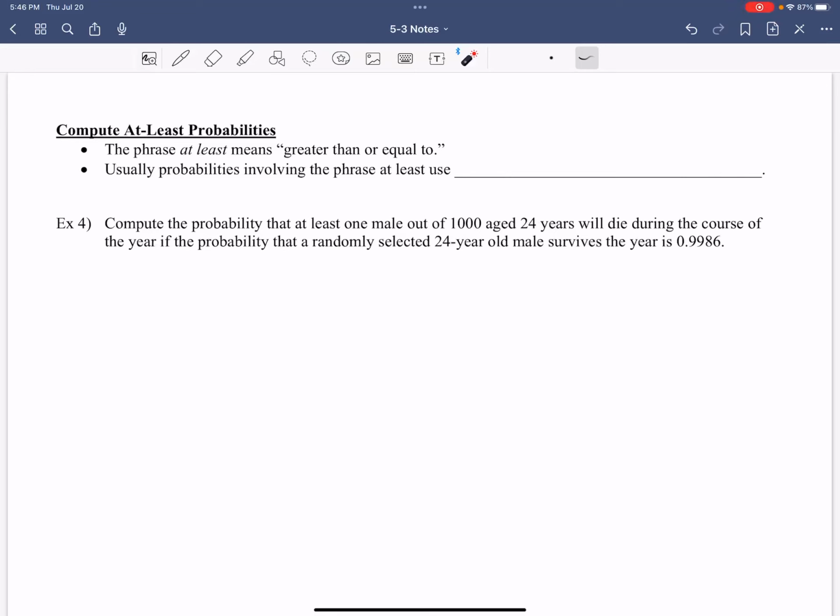Okay, what if I want to know the other side of it, right? So we just did that they all survive. Well, what if I want to go to the other side of it? Look at this, at least. So the phrase at least means greater than or equal to. So usually probabilities involving the phrase at least, highlight that, use the complement rule.